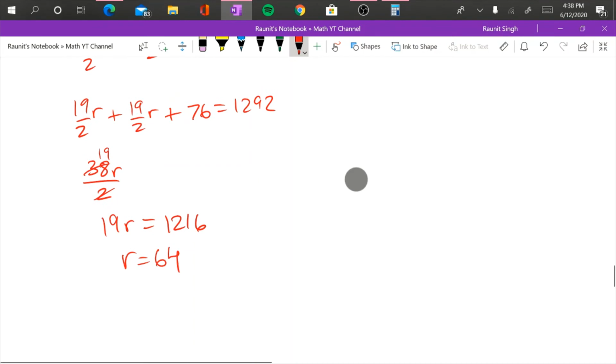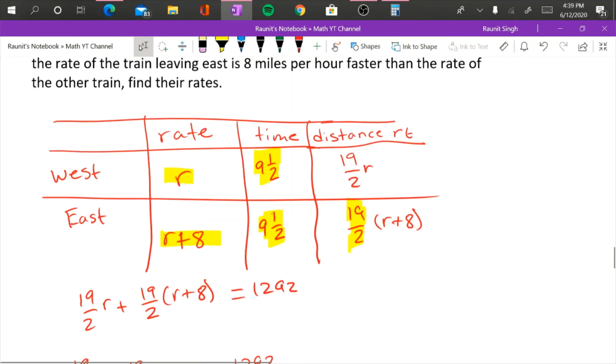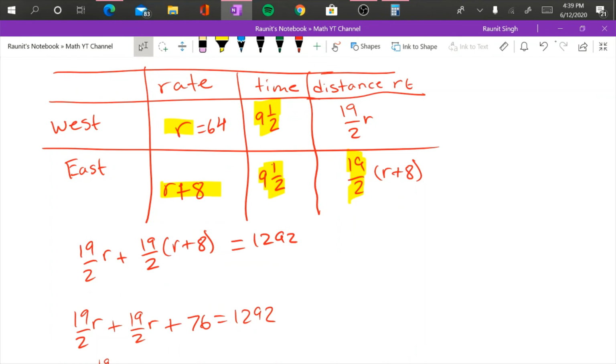Now, what did we need to do? Okay, so we found out that the westbound train has a rate of 64 miles per hour. So the eastbound train is r plus 8. So what is 64 plus 8? It is 72. So the rate of the eastbound train is 72 miles per hour.